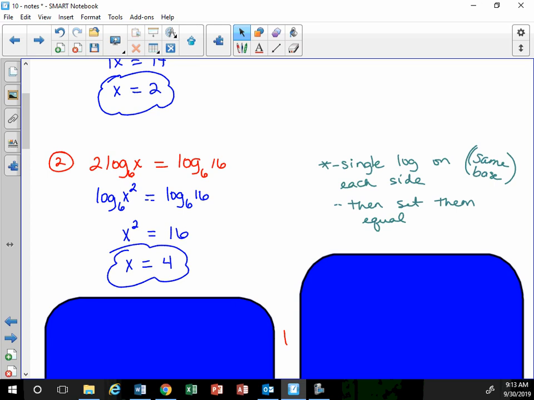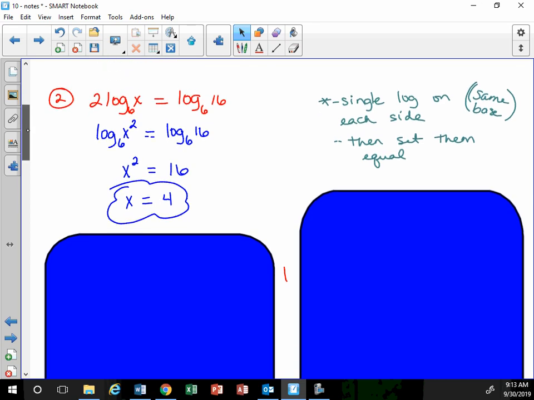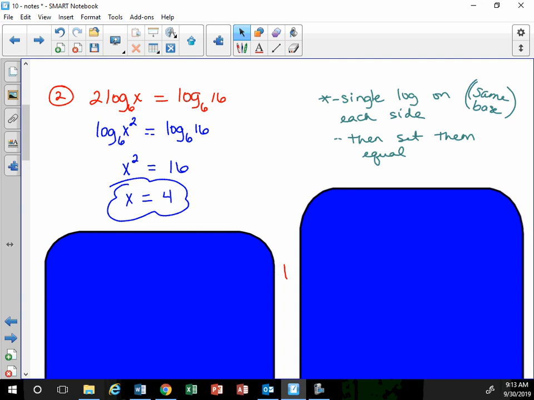So your strategy here, you need to get a single log on each side. Make sure they have the same base, because it only works for the same base. And then you can, I realize "them" is not a very descriptive term, but do you know what I mean? Set that part equal. What's your strategy for that one? Okay, through 2?